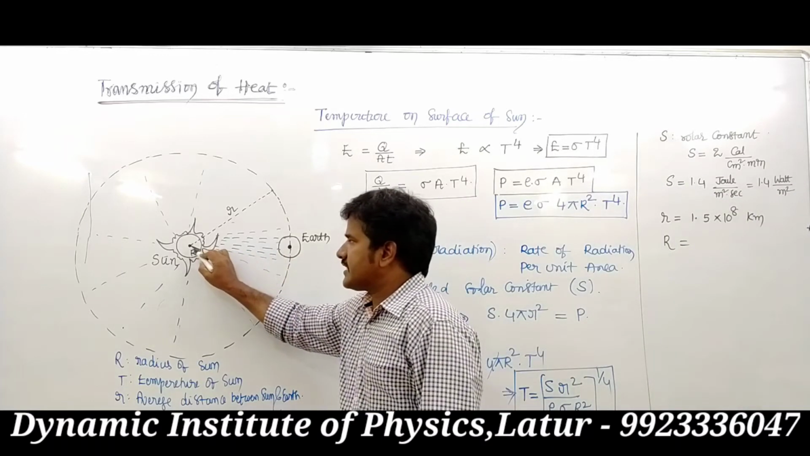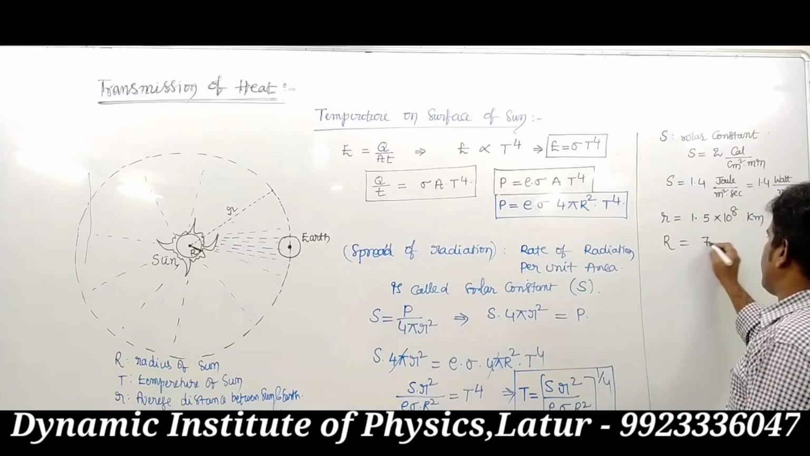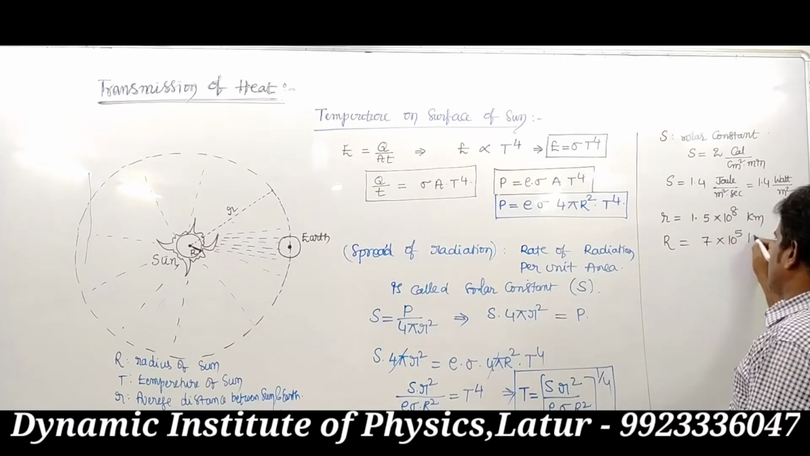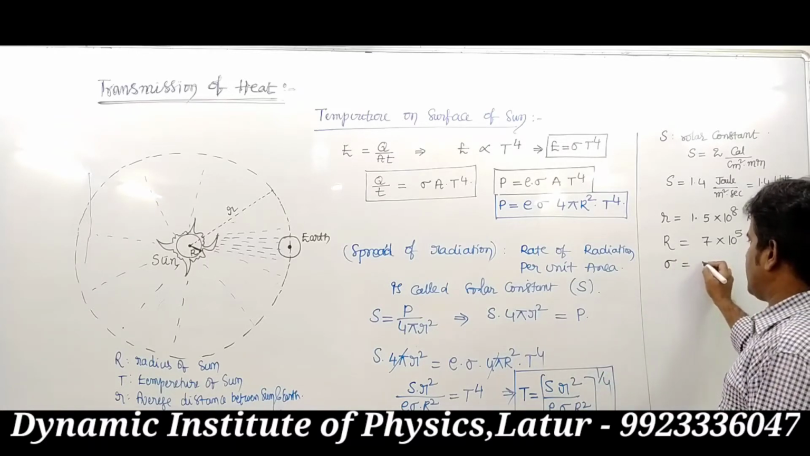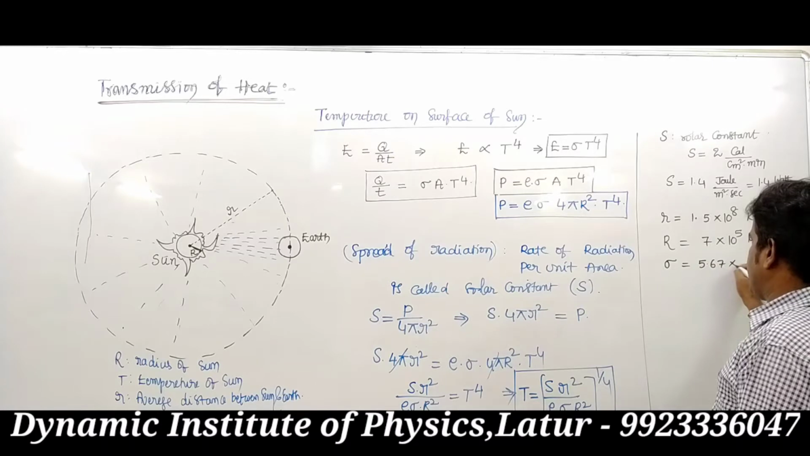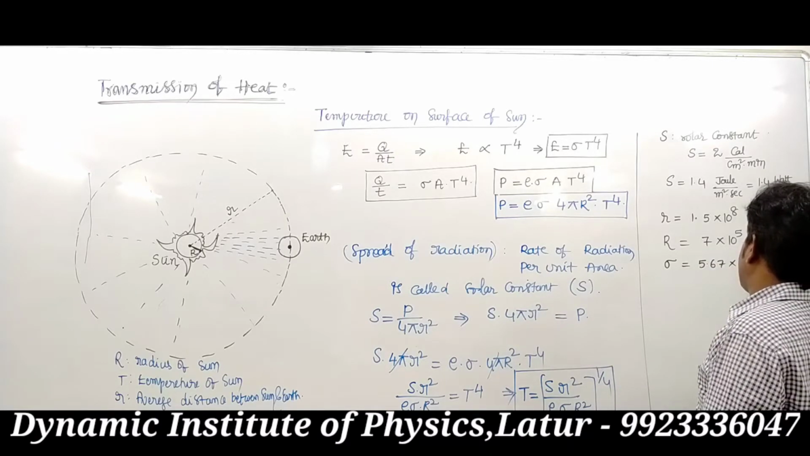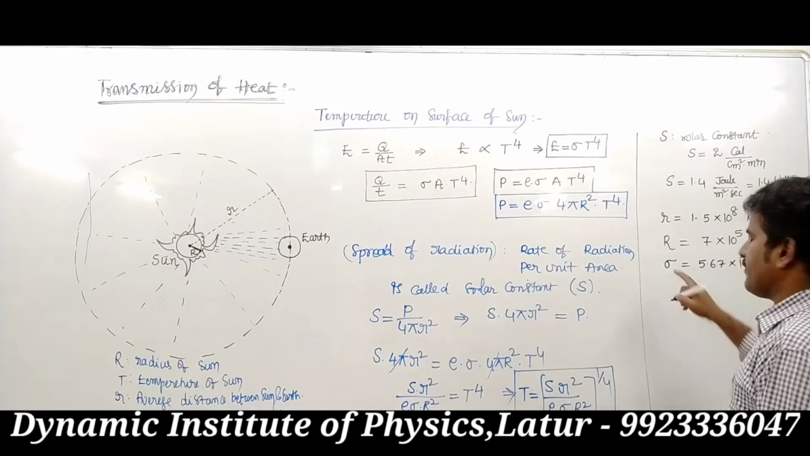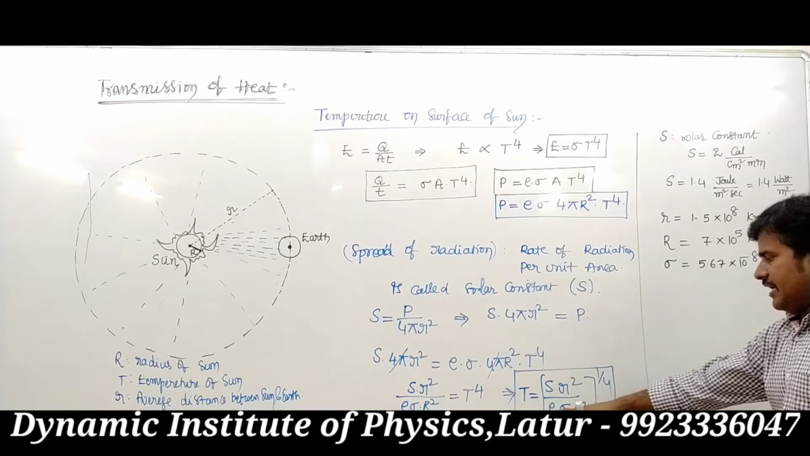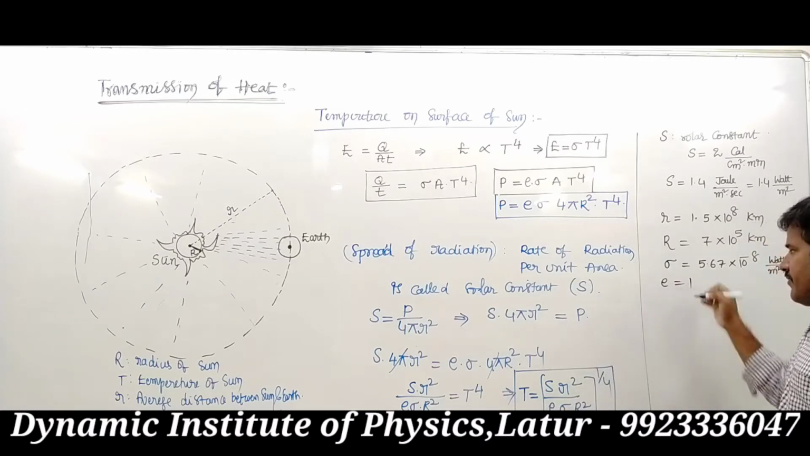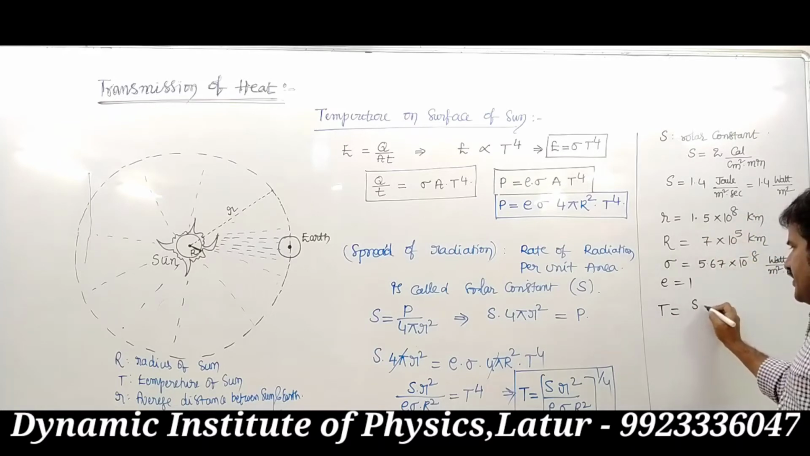The radius of the sun is 7 × 10^5 kilometers. Sigma is Stefan's constant, 5.67 × 10^-8 watt per meter square Kelvin to the power 4. This value is used, and for a black body, emissivity E equals 1. Then, for the T value, substitute these values in this equation.